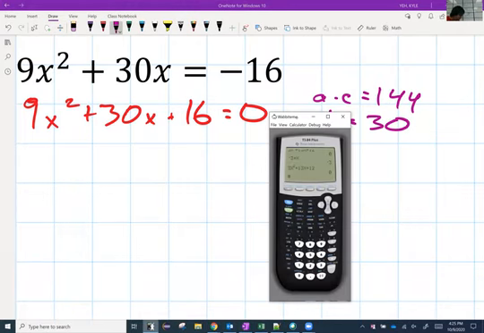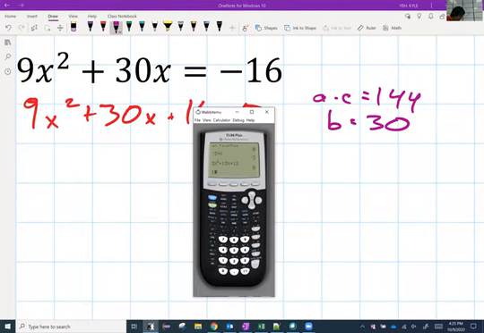I'm going to say, okay, what's 144 divided by 1? And we know that's 144. So could 144 and 1 be my two numbers? Answer is no, because they need to add up to 30. That doesn't do it. Okay, so what about 144 divided by 2? 72. So 2 times 72, could those be my two numbers? They multiply to be 144, but they add to be 74. So that's too high.